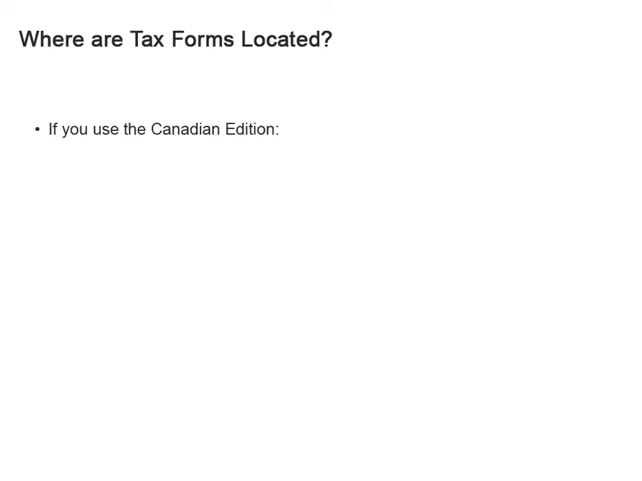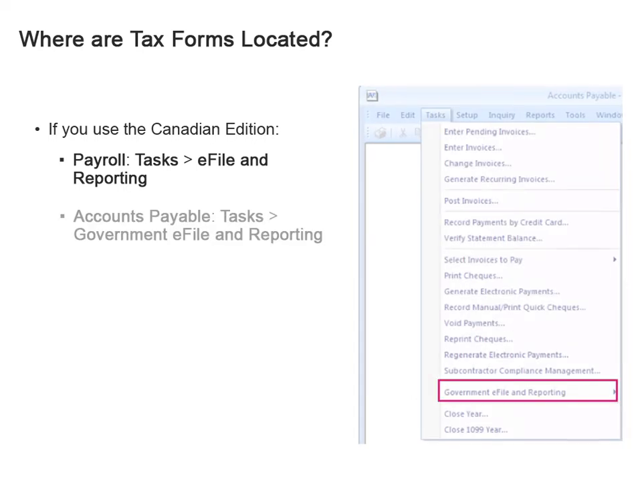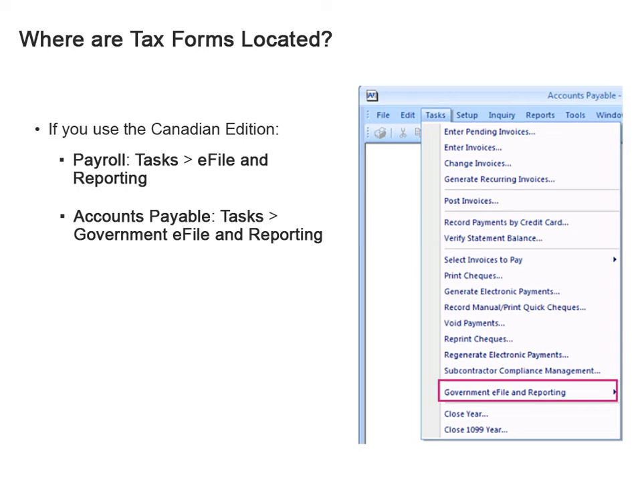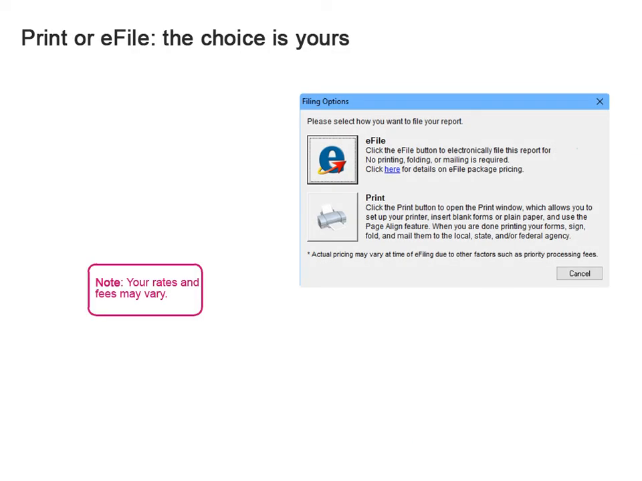If you have the Canadian edition of the software installed, to access your tax forms in Payroll, go to Tasks, e-file and Reporting. And to access your Accounts Payable T5018 form, go to Tasks, Government e-file and Reporting in that application. You can use the interface with Atrix software in two ways.